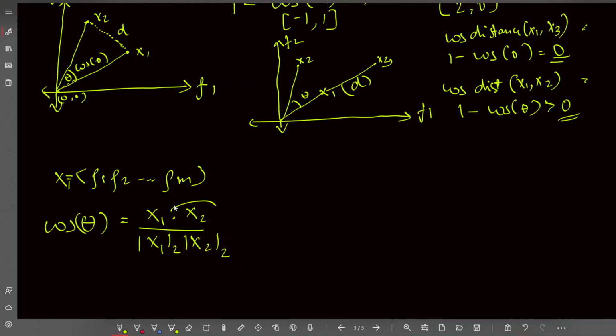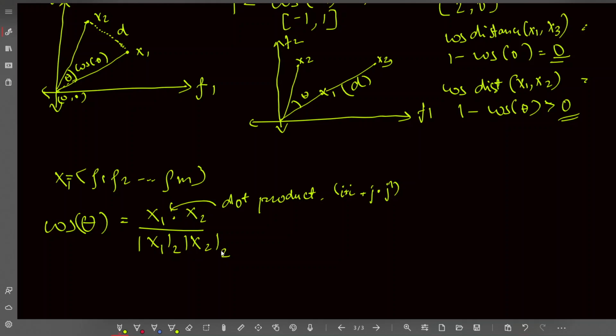And this is the dot product. You just multiply the ith component with the ith component and add the jth component with the jth component. That's all. That's the dot product.